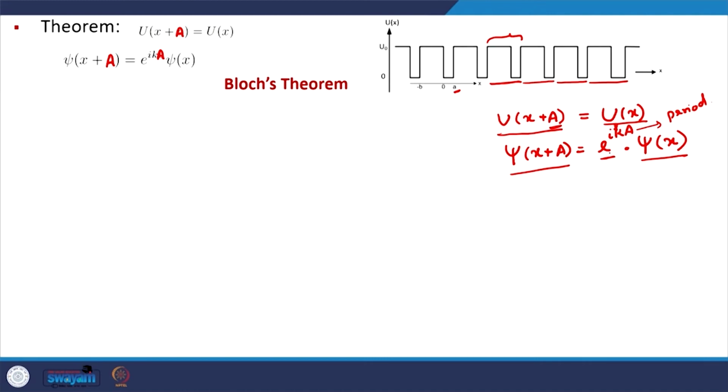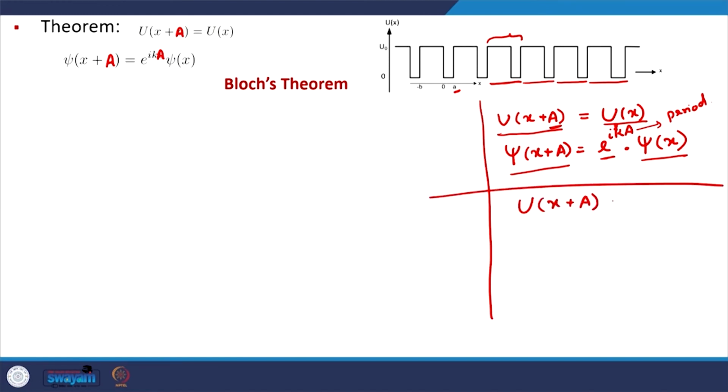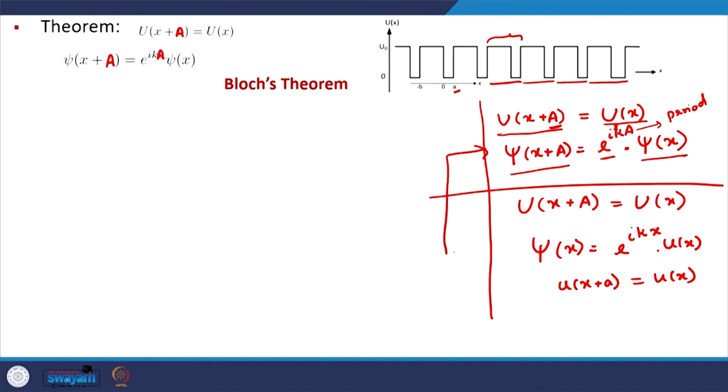Okay. Or a restatement of Bloch's theorem is that in a periodic potential, which means if the potential profile is like this, then the wave function of this system is ψ(x) equals exponential i k x times u(x), where u(x) is a periodic function. Okay. So, these two statements of Bloch's theorem are equivalent, and we will see that here.